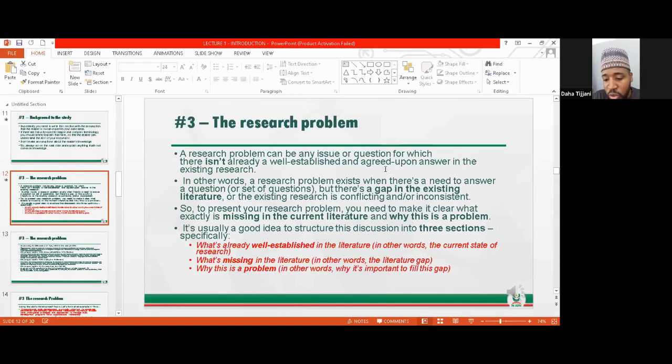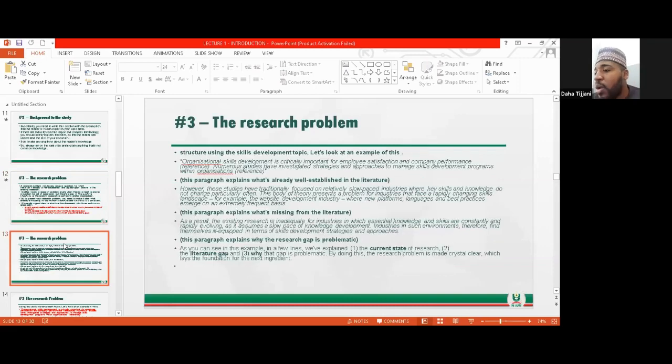So it is usually to structure your dissertation in 3 specific sections. Okay, what has already been well established in literature, and what is missing in the literature, which is the literature gap, and why is this problem important, or why is it important to fill this gap? Okay, so still on the research problem, let's look at this example.